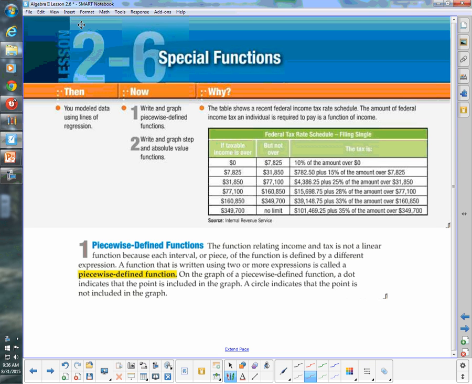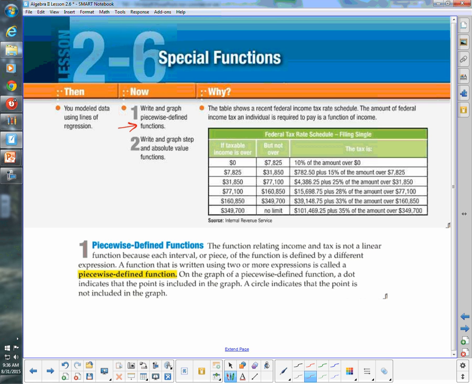2.6, special functions. We're going to cover 3 types of special functions and how to graph them today. The first one is a piecewise function, or piecewise defined function. And the second one is absolute value function. Now, within the piecewise function, we're going to look at another special type of function called the greatest integer function.